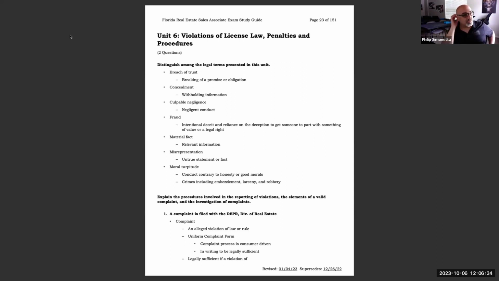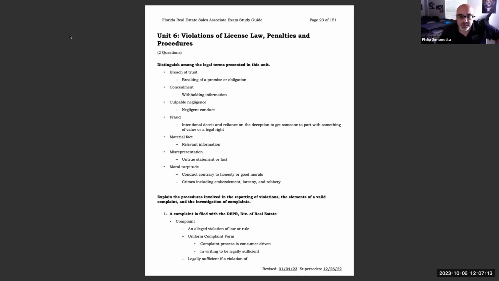The terms you need to know are: breach of trust, that is breaking of a promise or obligation. Concealment is withholding information. Culpable negligence is negligent conduct. Fraud is the intention and reliance on that deception to get someone to part with something of value or legal right. Material fact is relevant information. Misrepresentation is an untrue statement or fact. And moral turpitude is conduct contrary to honesty and good morals. Crimes include embezzlement, larceny, and robbery.